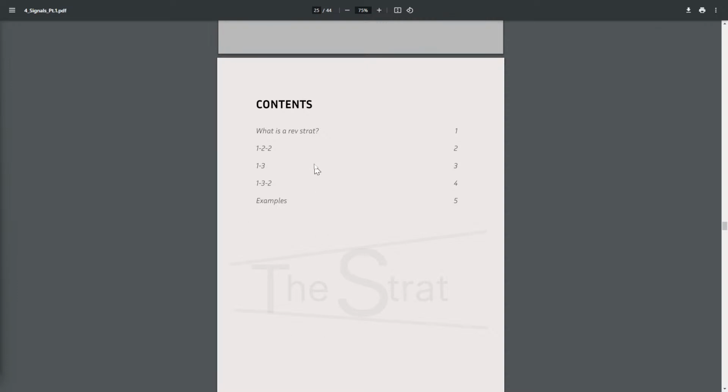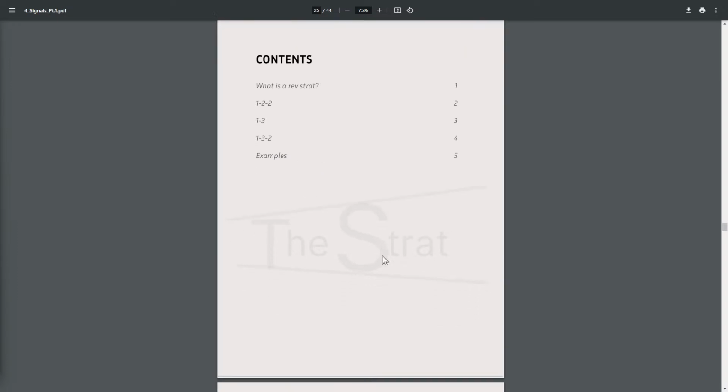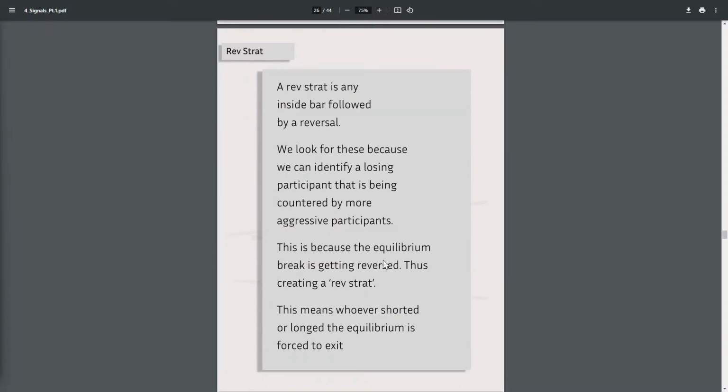What is a rev strat? There's multiple different kinds of rev strats. We have a 1-2-2, a 1-3, and a 1-3-2. Okay, so a rev strat is any inside bar followed by a reversal. So a 1-2-2 rev strat always begins as a 2-1-2. Because, like we were talking about in the quiz, we have to break the inside bar consolidation at some point. So there's always going to be a 2 after a 1.